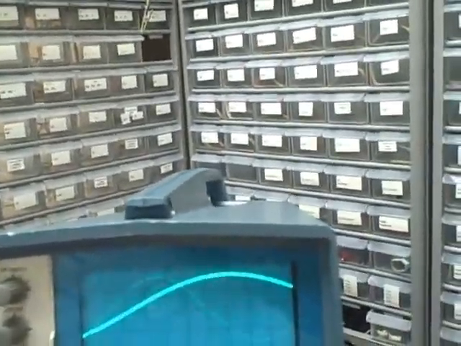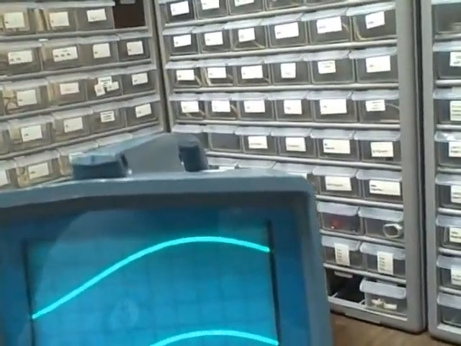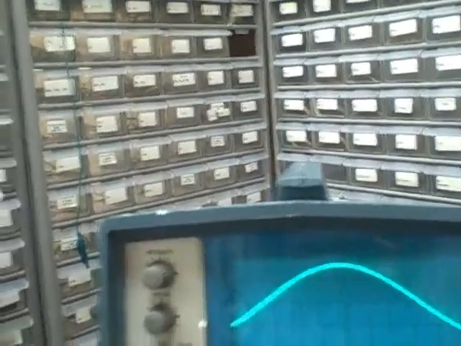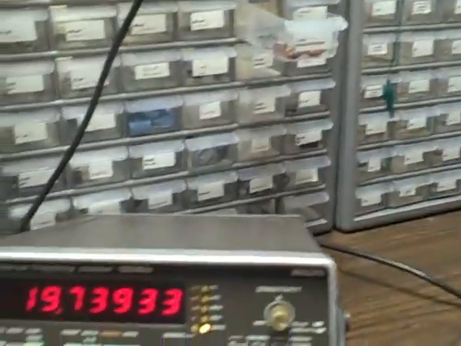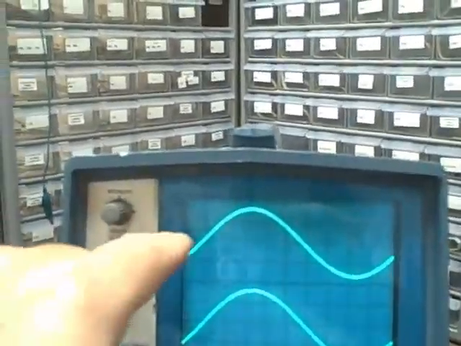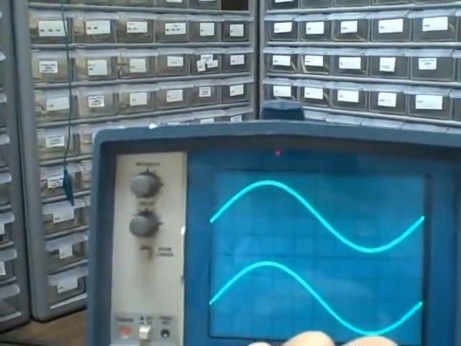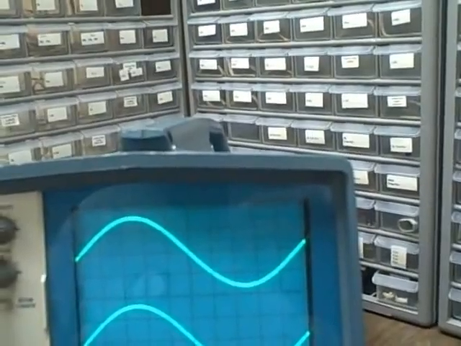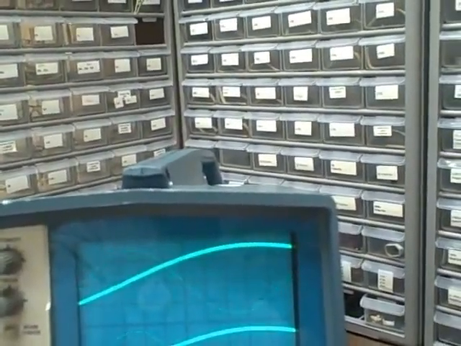Take ourselves down another. We are now running 5 microseconds per division. And we're going to kick our frequency up to 20,000 hertz. 20,000 hertz. And we see that we complete one cycle in 10 divisions. That's at 5 microseconds per division.